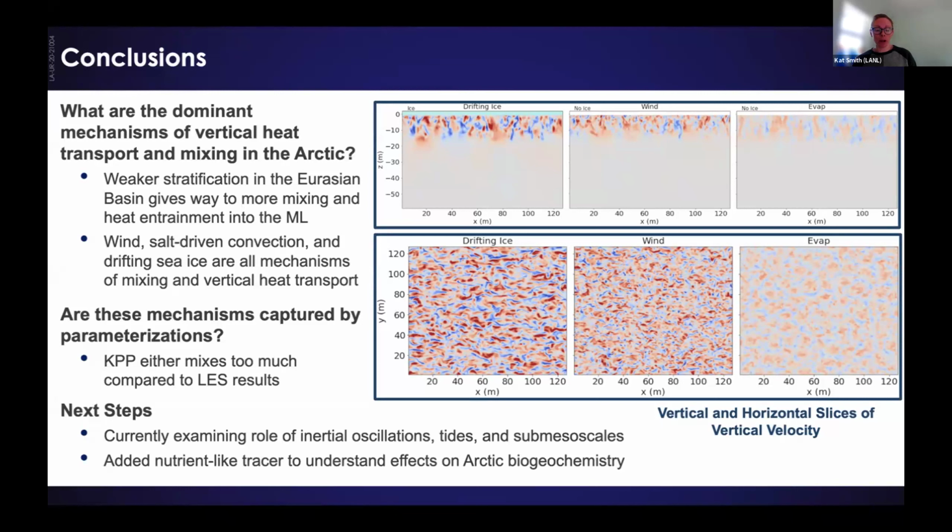And then additionally, I've also added nutrient-like tracers to each of these cases. It's very idealized in that they just have the same profile as the salinity, 0 in the mixed layer and 1 at depth. But that's basically so that we can start to look at the effects on Arctic biogeochemistry. And that's all I have.